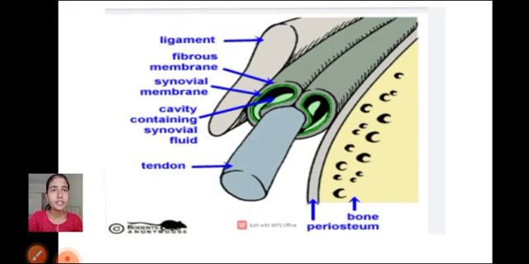Then in this picture we can see the ligament. Ligament, it is also the connective tissue which connects the bone to bone. This fibrous membrane we can see here, and synovial membrane also. And this cavity is filled with the synovial fluid which is essential to lubricate the tendon. And tendon also we can see here.